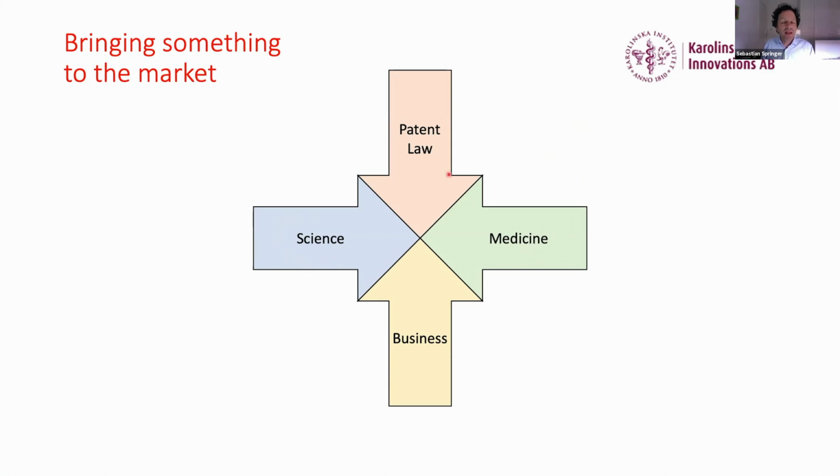You need to know about patent law, which I told you about. You need to know about medicine, because you need to know where the application is. You need to know where the market is. And of course, you need to know about business. In that intersection is where companies are generated. So I want to tell you a tiny little bit about business.